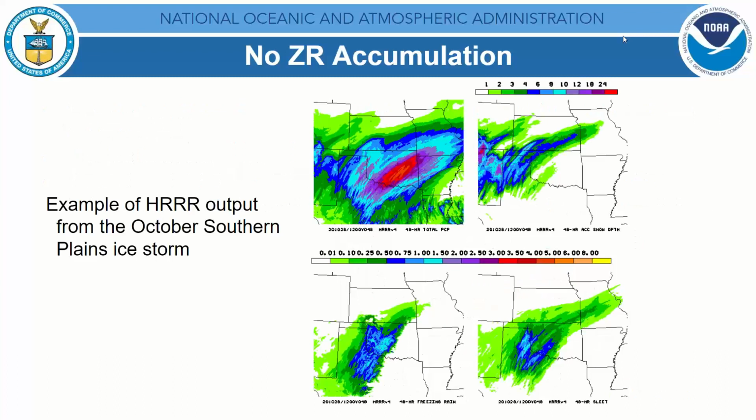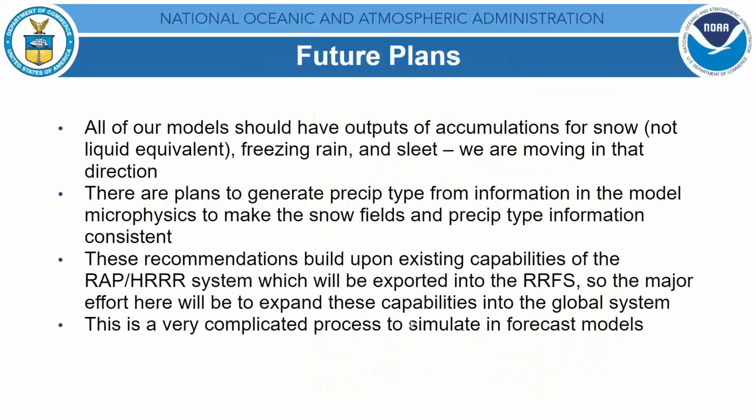So here's some example of the HREF output. Again, this was this October case. This was an ice storm, for example, back in October of 2020. And you can see on the top, there's the 48-hour total precipitation. We've got an accumulated snow depth like we showed before, which is minimal. And the freezing rain actually didn't do too bad. A little bit underdone on both models, but not bad.